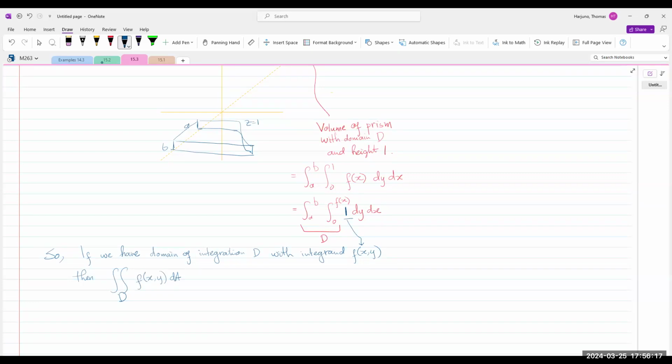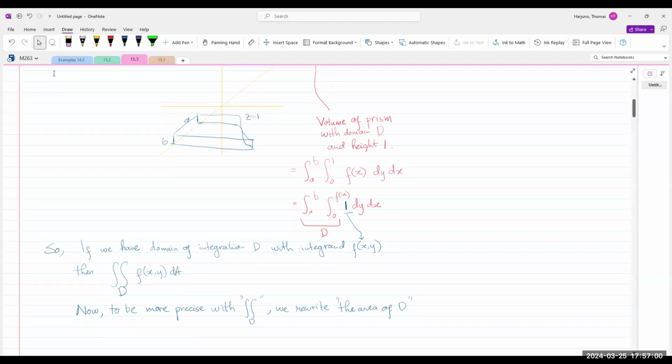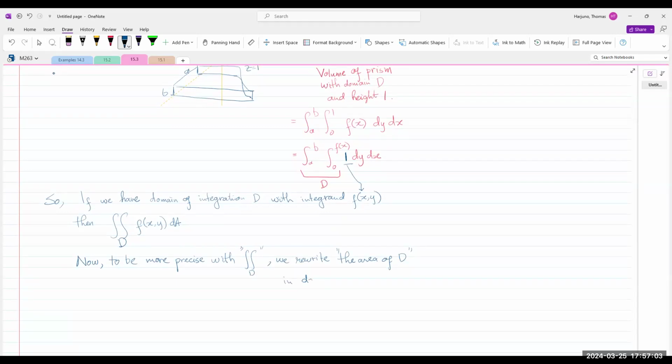Okay, now to be more precise, with the double integral over D, we rewrite the area of D in double integrals.